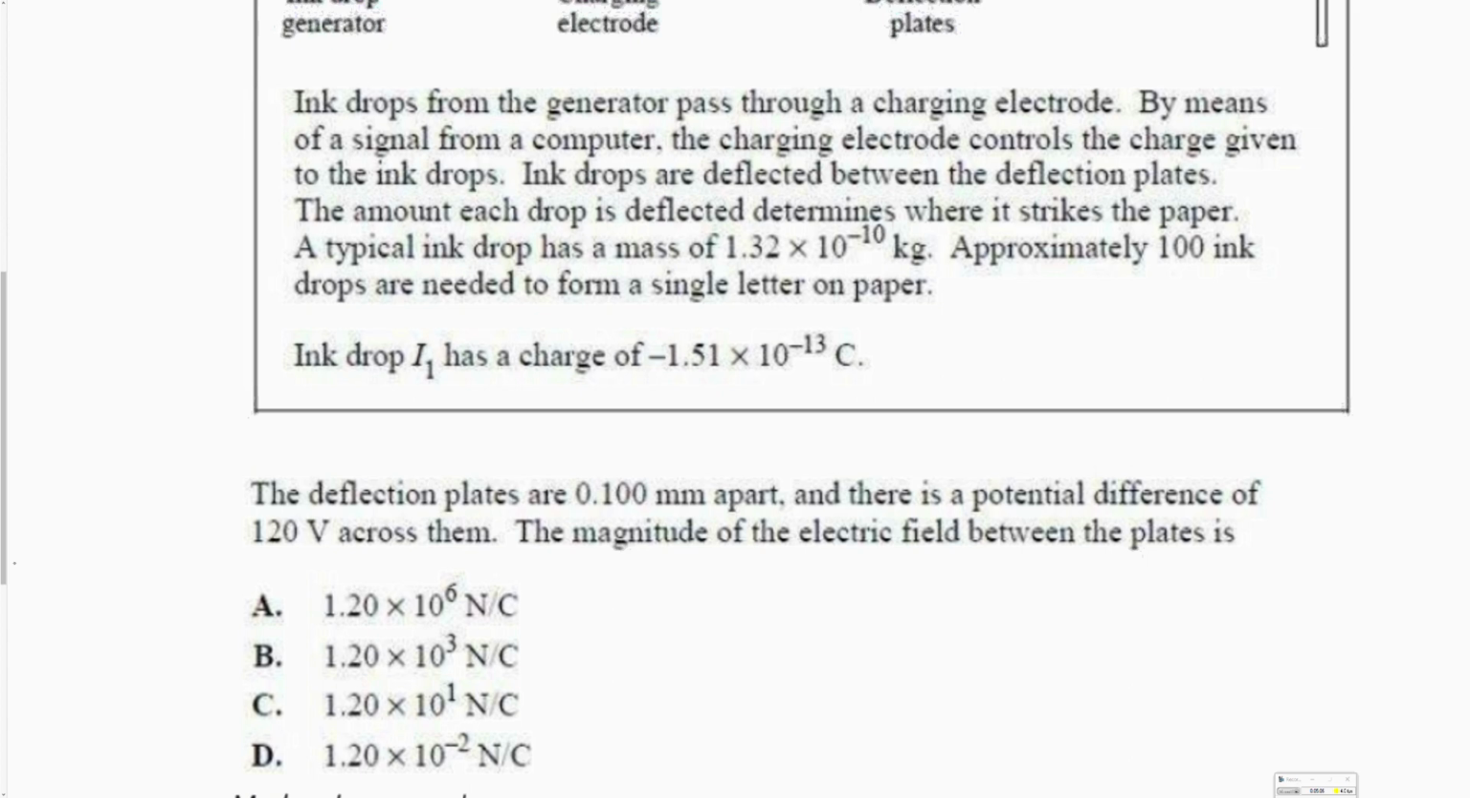Here's deflection plates 0.1 millimeters apart, and there's a potential difference of 120 volts across. What's the magnitude of the electric field? I don't think I even need to go back and look at this information for this. This is a uniform electric field between two plates. So we're going to use our uniform equation, delta V over delta d, it's 120 volts divided by 0.100 times 10 to the minus 3.